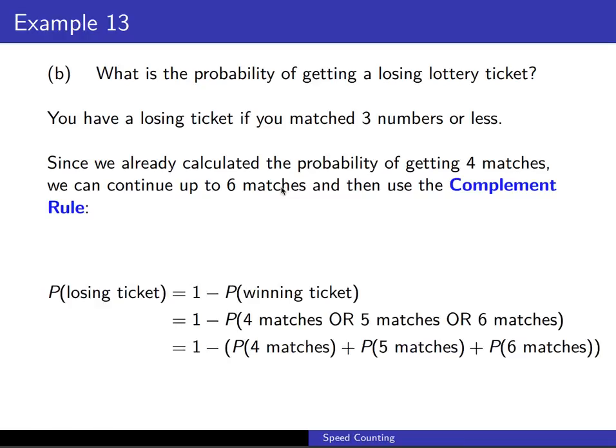So the probability of getting a losing ticket is 1 minus the probability of a winning ticket. So you get a winning ticket if you have 4 matches or 5 matches or 6 matches, which these are mutually exclusive events. You can't get 4 and 5. You can't get 5 and 6. So recall that for probability of mutually exclusive events, when we separate them by the word or, we just add their individual probabilities because we don't have to worry about getting a ticket that has both 4 and 5 matches on it. So we want to calculate the probability of 4 matches, add it to the probability of 5 matches. Well, we already did the 4 matches. And then add it to the probability of 6 matches, and then subtract that total from 1.